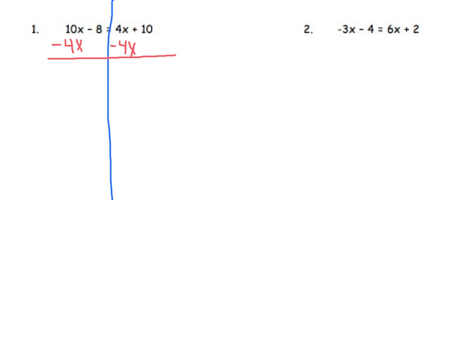10x minus 4x is 6x minus 8. My 4x's here cancel out, so the whole thing equals 10. From here, you should be able to take it pretty easy.